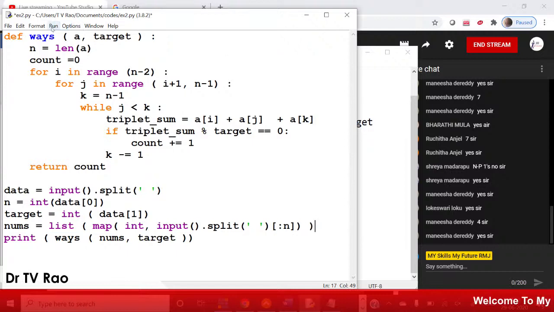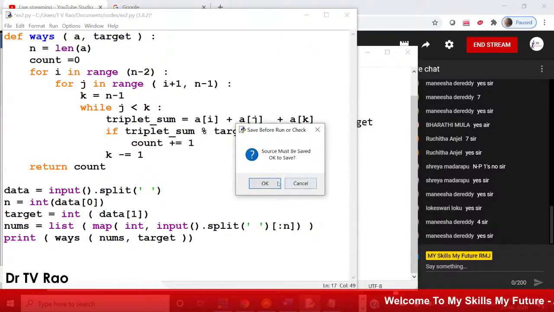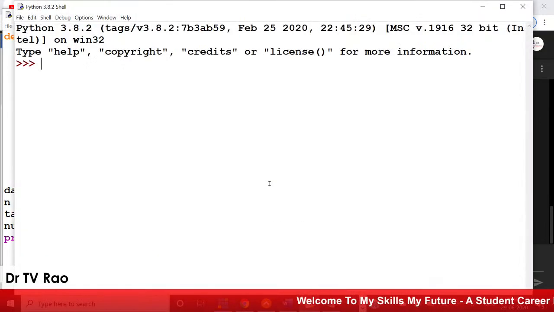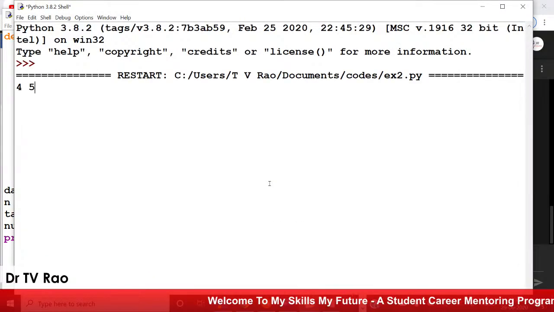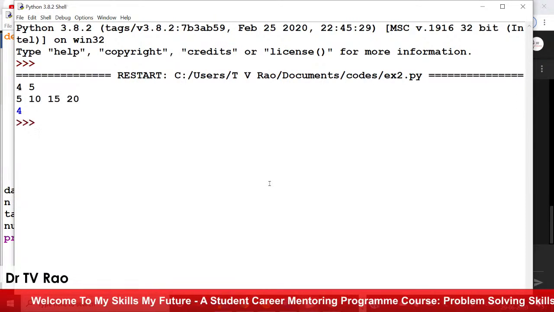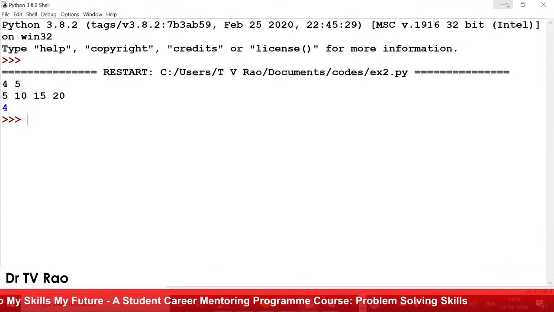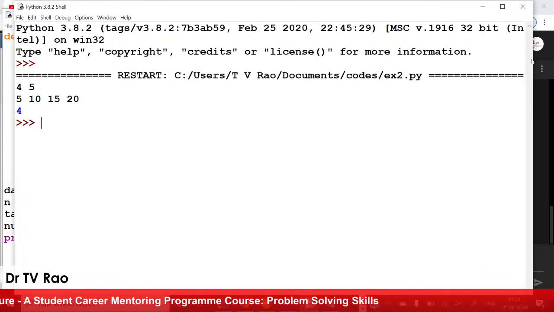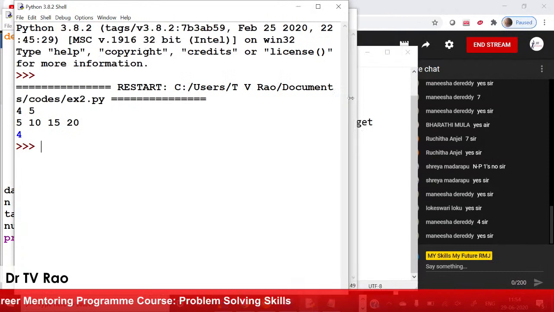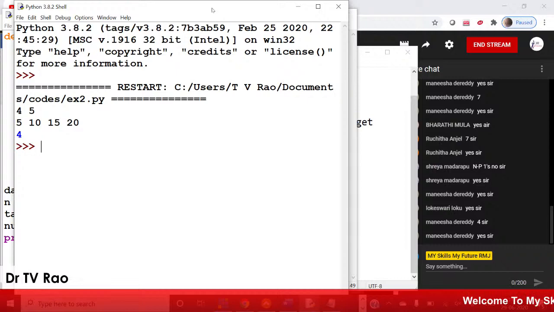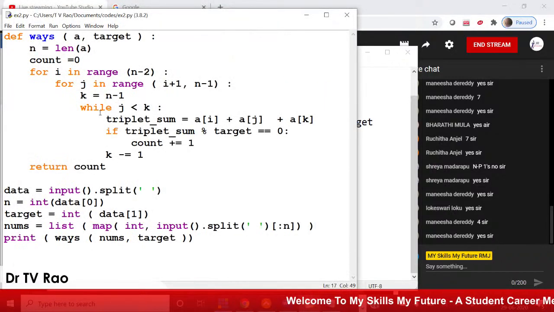Now let us run it. There are 4 numbers. Target is 5. The numbers are 5, 10, 15 and 20. So in 4 different ways. Is this clear? So whatever we did for product, we did for sum. Okay, same logic.